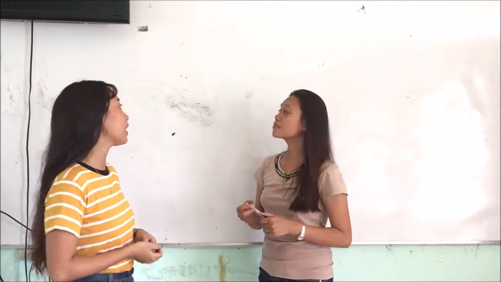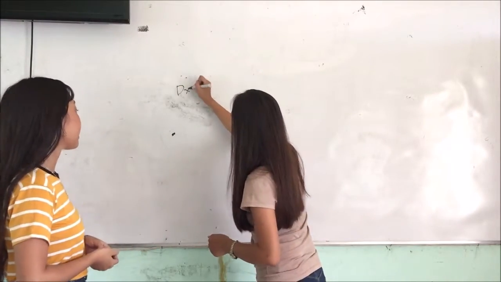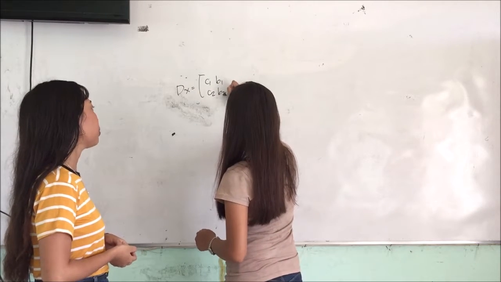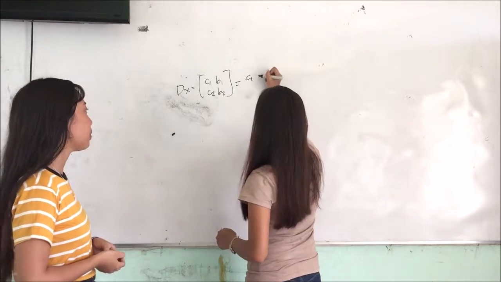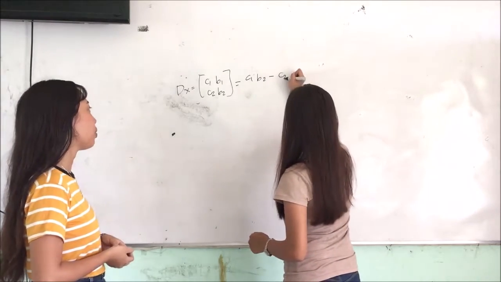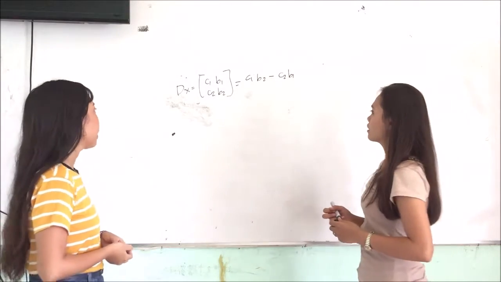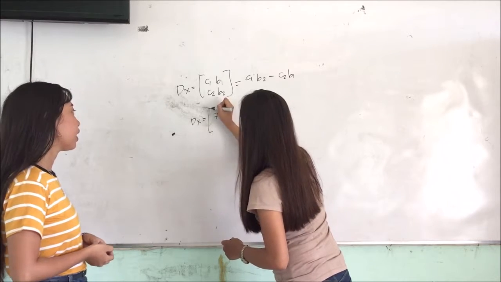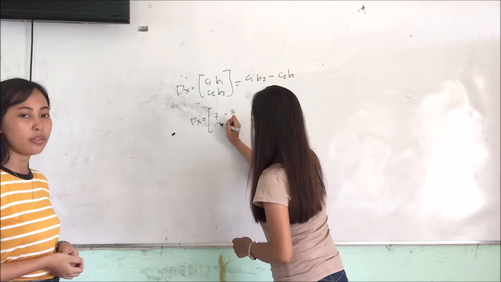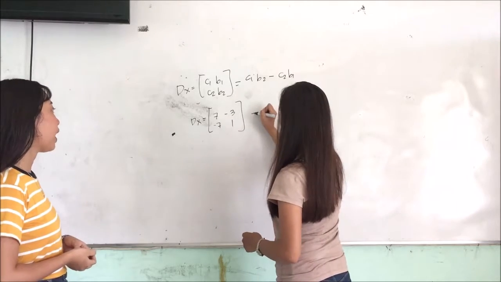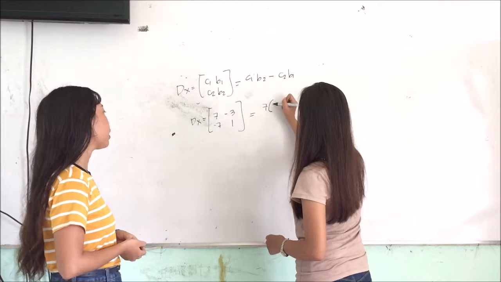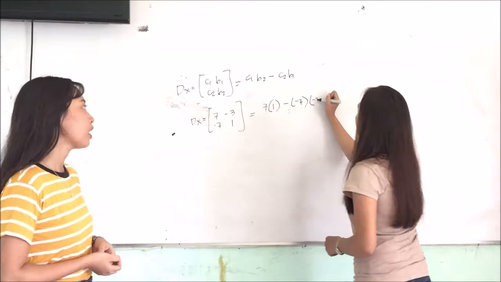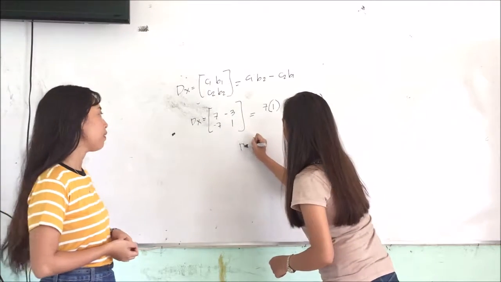Next, we will find the value of dx using matrix form. Dx is c1 b2 minus c2 b1. Dx equals 7 times 1 minus negative 7 times negative 3. The dx is negative 14.